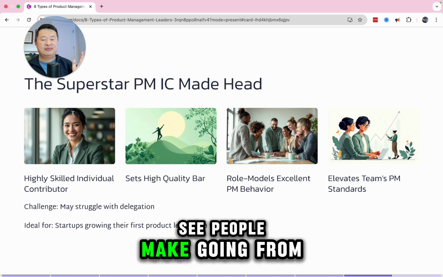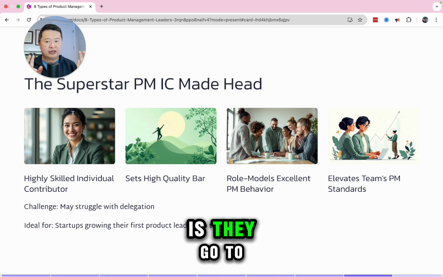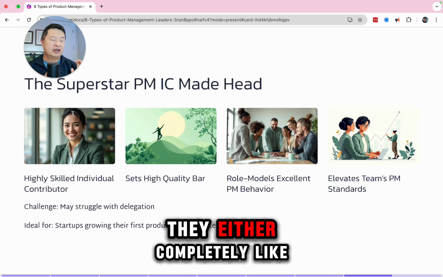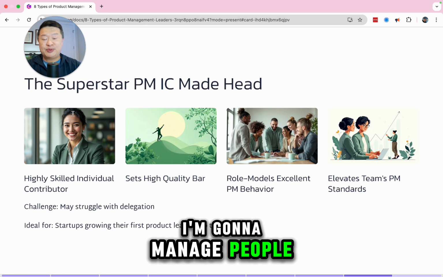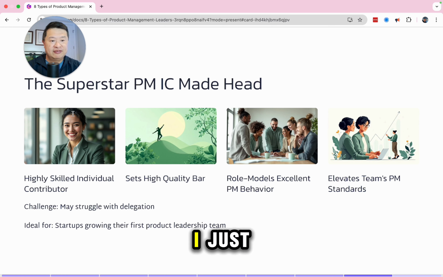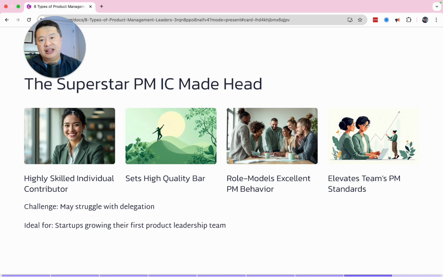The biggest mistake I see people make going from IC to head of product is they go to one of two extremes. They either completely let go of the reins and say, well, I'm going to manage people the way I want to be managed. I just want to be given an objective and then I just go. And you are forgetting that not everyone is built like that. Many PMs do want varying levels of guidance and support. The other extreme is they treat everybody who's not exactly like them as someone they're going to hammer into becoming like them, which is also not good, because everybody is built different.